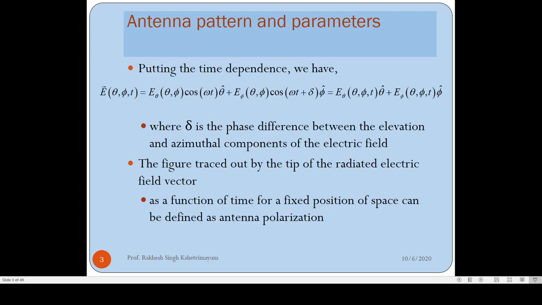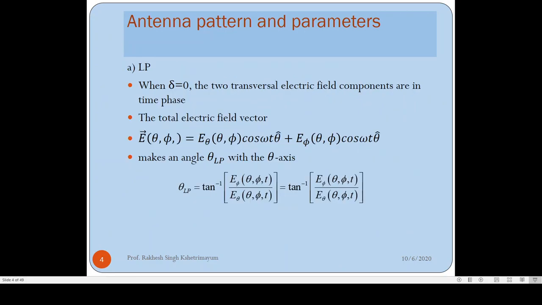Now let's consider the simplest case, which is called the linearly polarized wave or linearly polarized antenna. We're looking at the fields radiated from the antenna in the far field. For the linearly polarized case, there won't be any phase difference between the E theta and E phi components. So delta is 0. In that case, the total electric field will be E theta cosine of omega t theta hat plus E phi cosine of omega t phi hat. These two components are in the same phase.